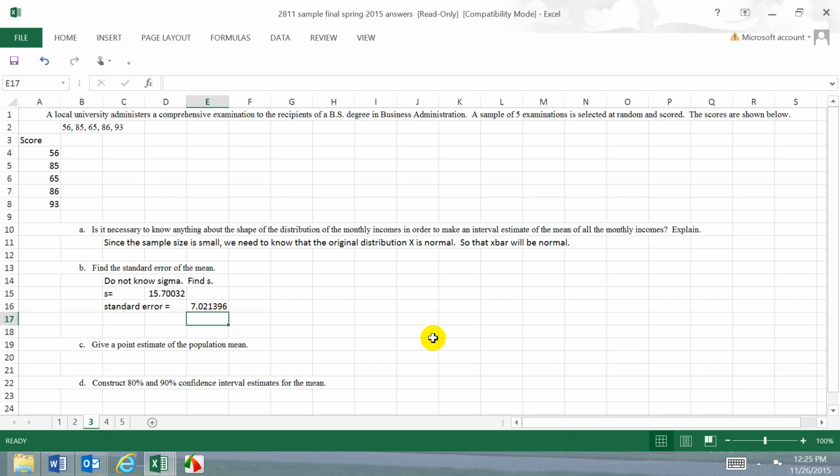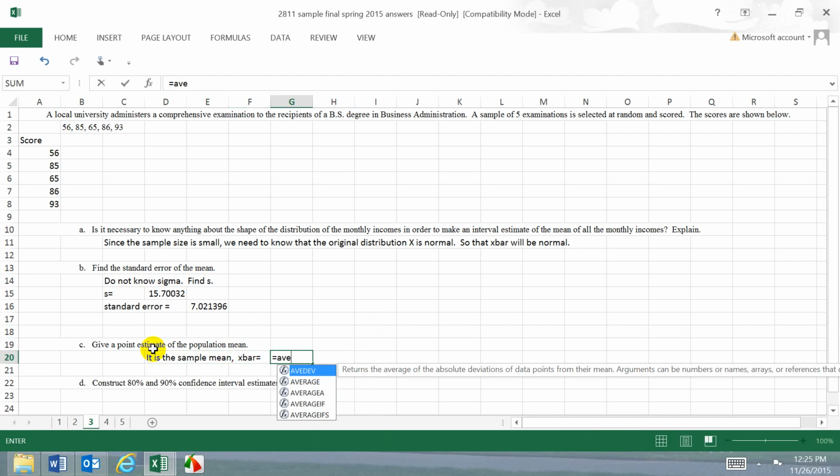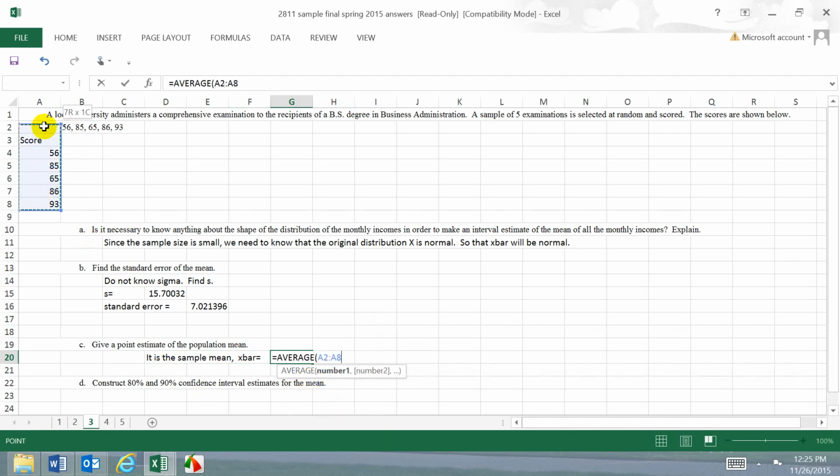Give a point estimate of the population mean. The point estimate of the population mean is always the sample mean. In other words, x bar. So that's equal to, okay, so our point estimate is 77. Now construct 80, 95 and 90% confidence intervals for the mean.